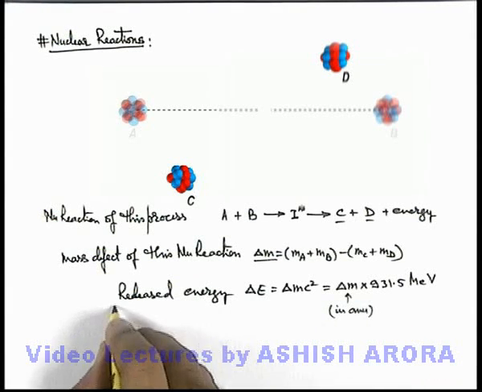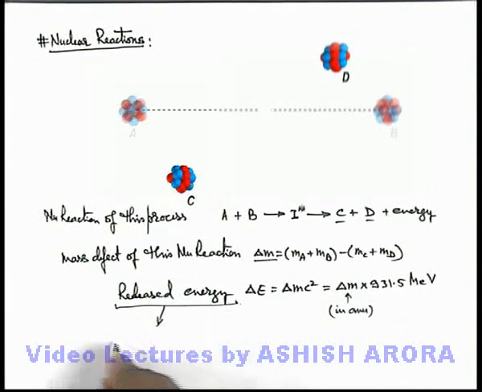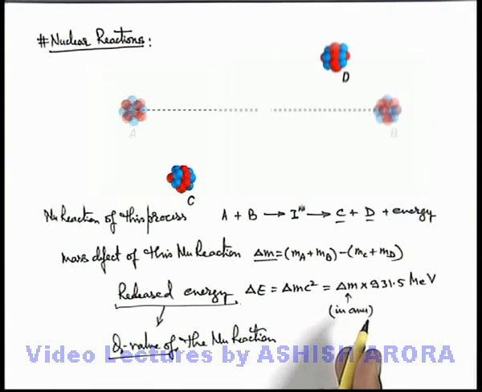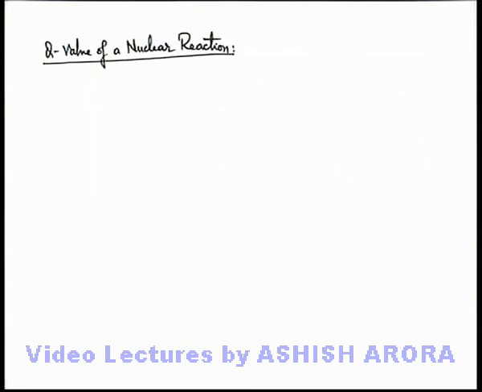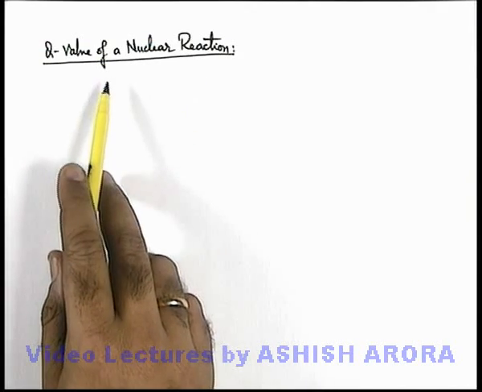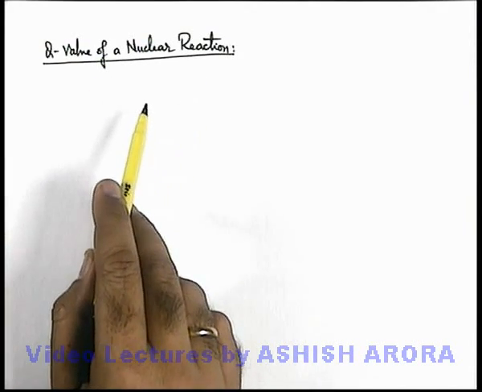Now this released energy in this reaction is also called the Q value of the nuclear reaction. Q value, this term is derived from the quality of the nuclear reaction. If in a nuclear reaction more energy is produced, then we say its Q value is more. Let's continue on the next sheet about Q value. Let's continue our discussion on Q value of a nuclear reaction. We have discussed that it is the amount of energy which is released in a nuclear reaction.